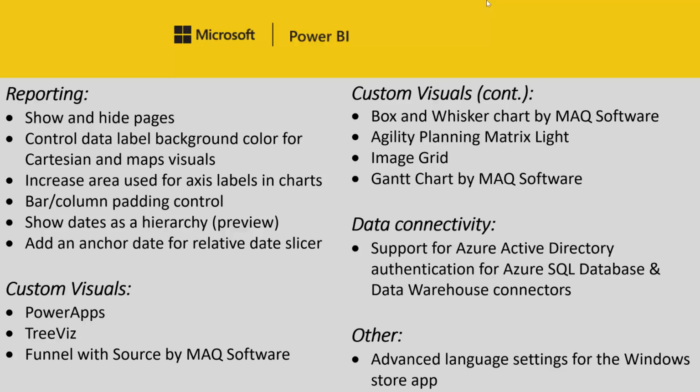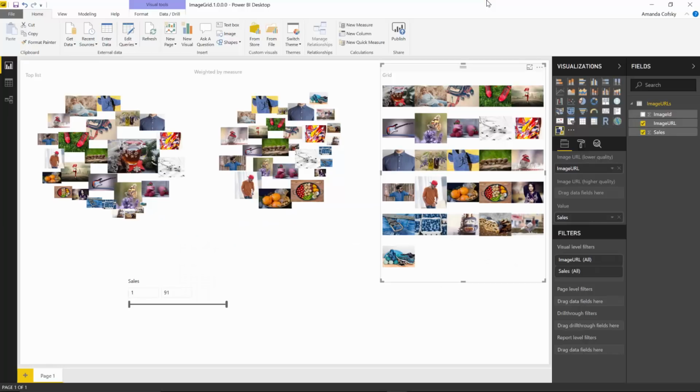The Image Grid Custom Visual is a really unique custom visual that's kind of like a word cloud for images. It's a really fun way to show off your images, and it has a couple of different layouts. So first of all, you have to put the image URL field in the visual so it knows what images to show. And then you have a couple of different layouts.